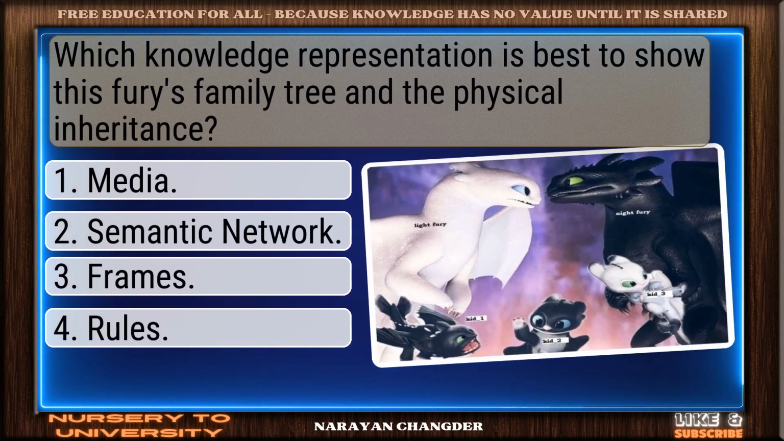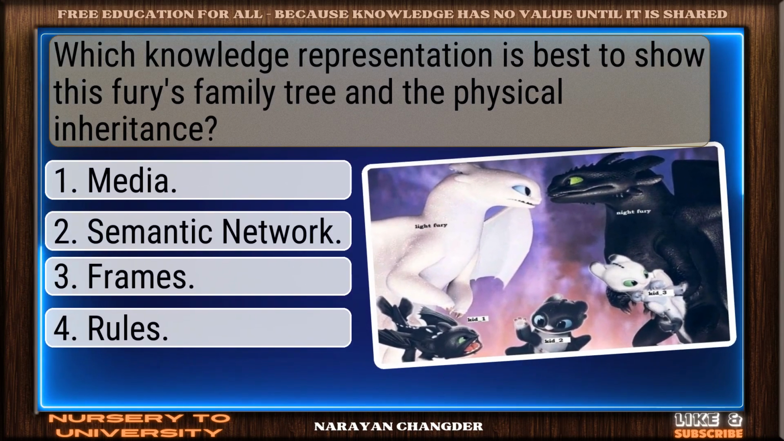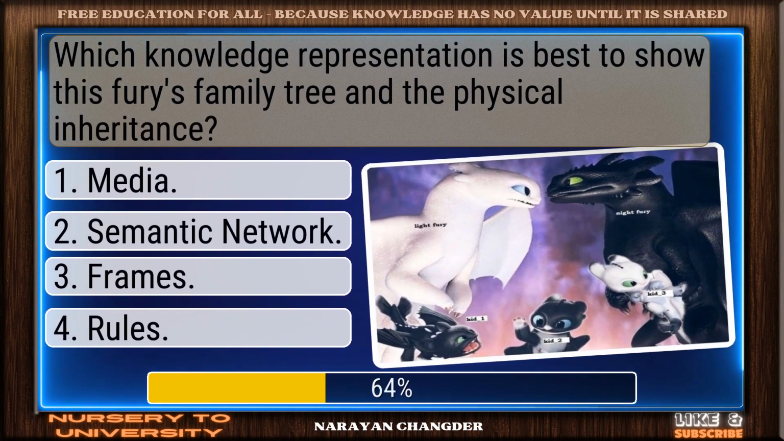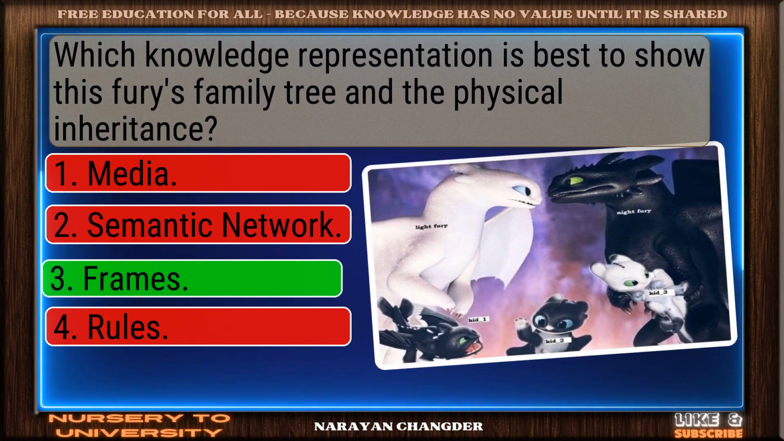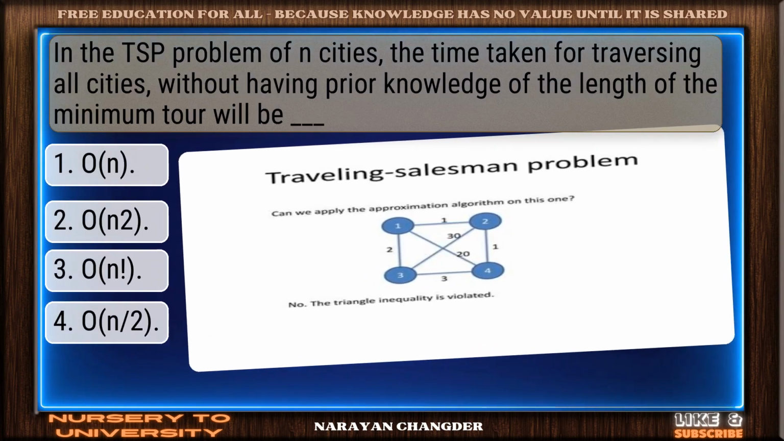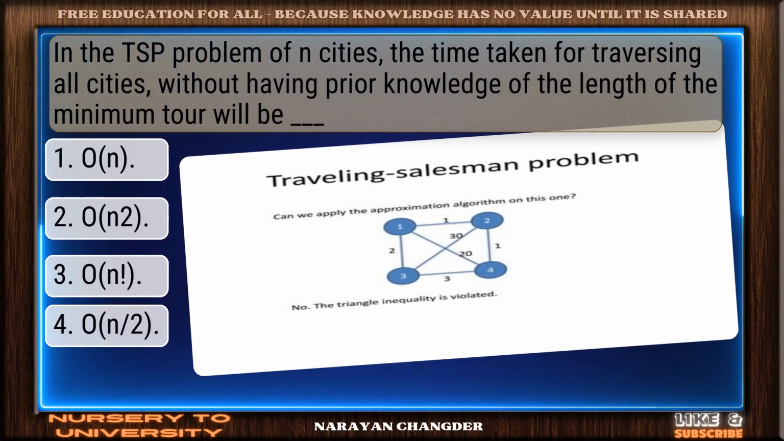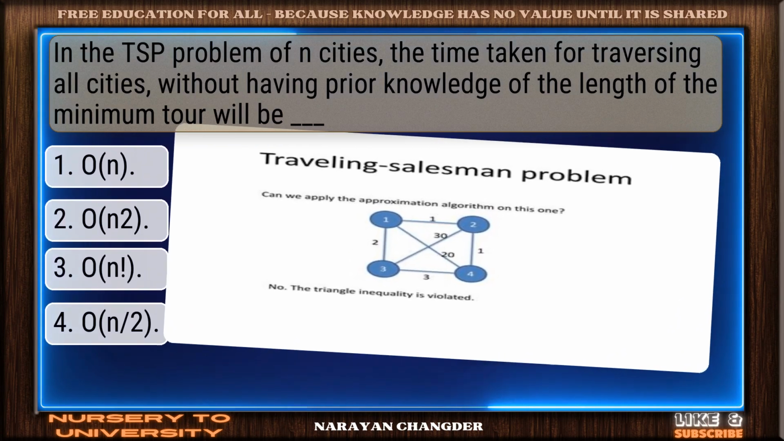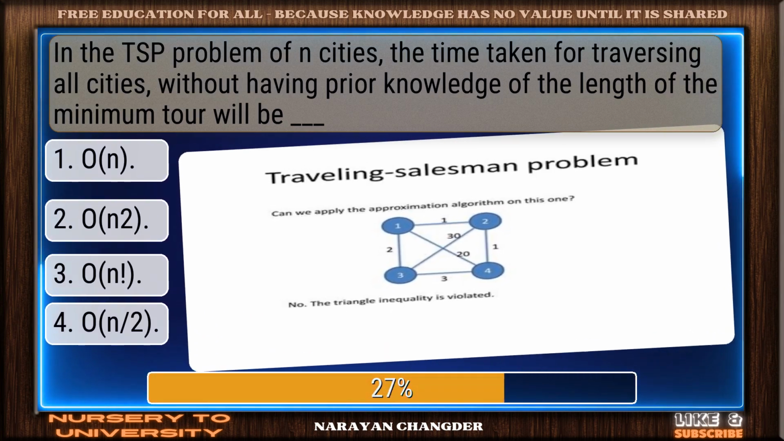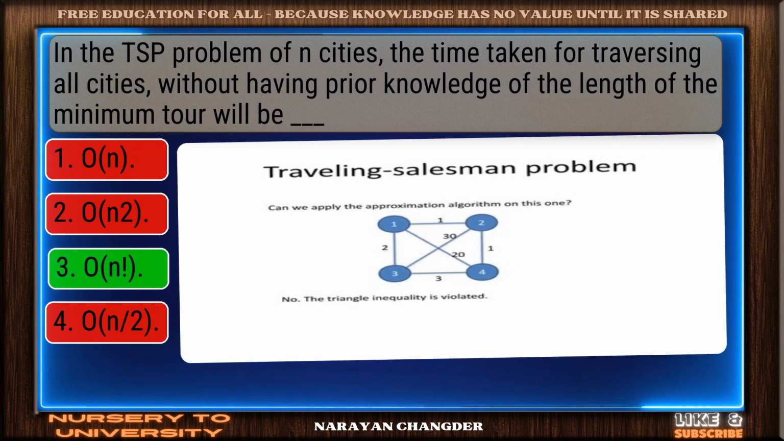Question number 1. Which knowledge representation is best to show this Furey's family tree and the physical inheritance? Well picked. Frames is the correct answer. Question number 2. In the TSP problem of n cities, the time taken for traversing all cities without having prior knowledge of the length of the minimum tour will be dash. Perfect. O is the correct choice.